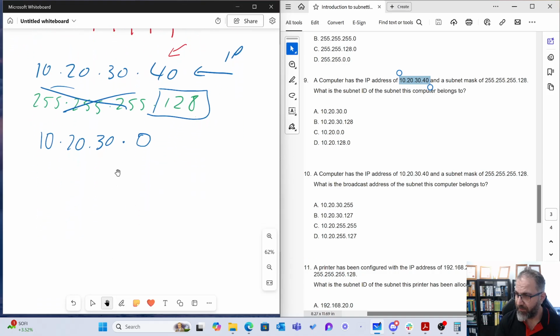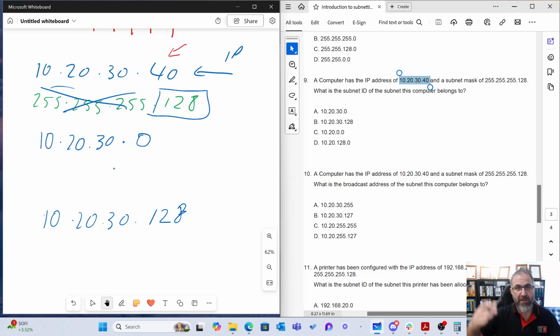So the second network will be 128, because we're counting in 128. We start from 0 and then the next one will be 128. We only have 2 networks, and this is why. 0, and we count 1, 2, 3, until we get to 127, the number just before 128.